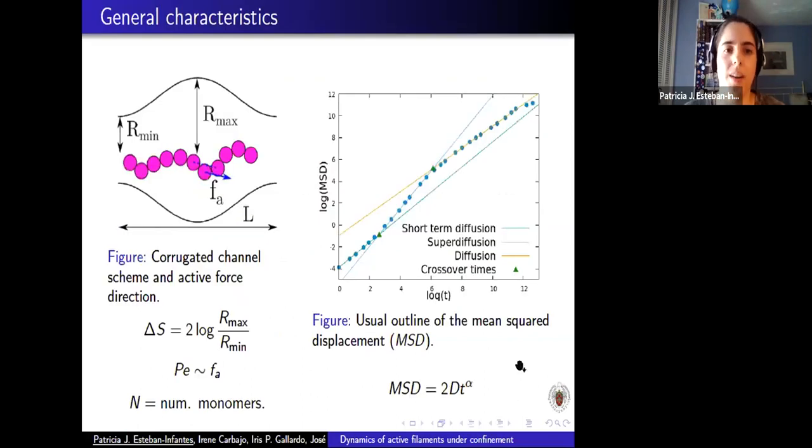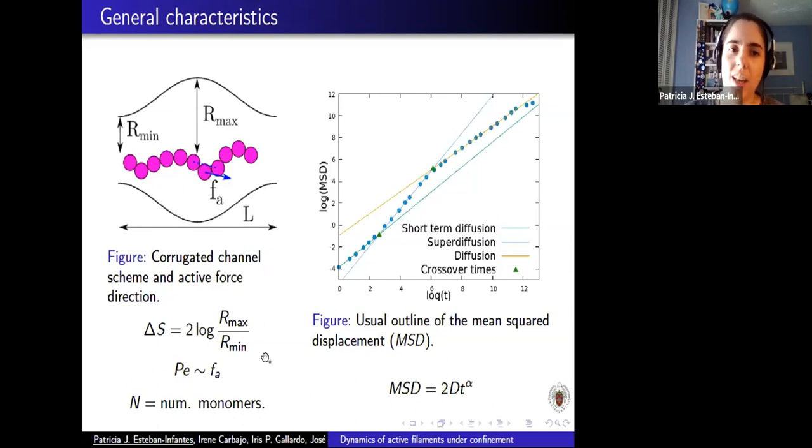So we have simulated polymers with different numbers of monomers in corrugated channels, as shown in the left picture. We vary the minimum and maximum radius of the channel, which creates an entropic barrier as defined in the equation below the figure.